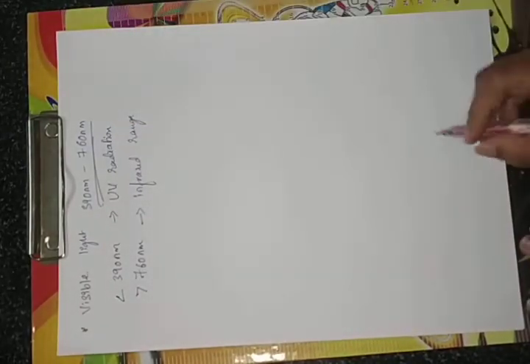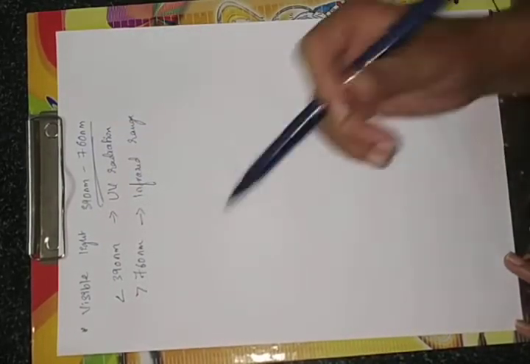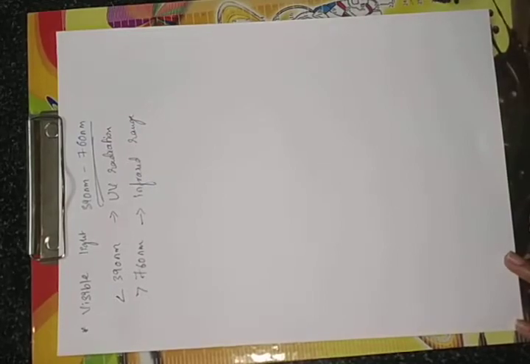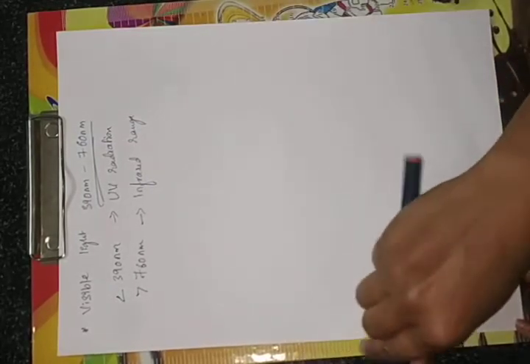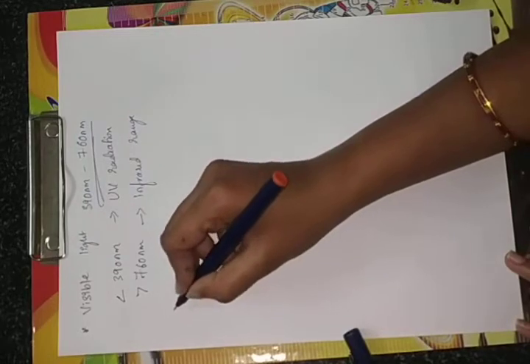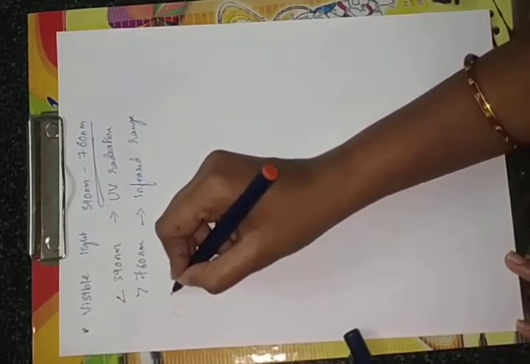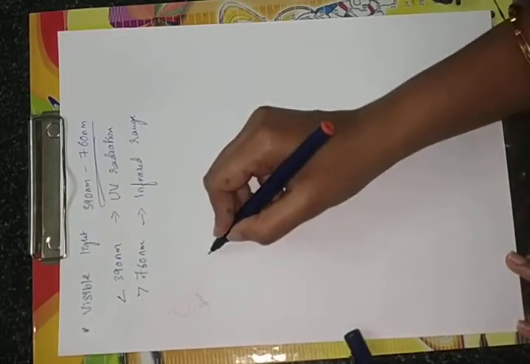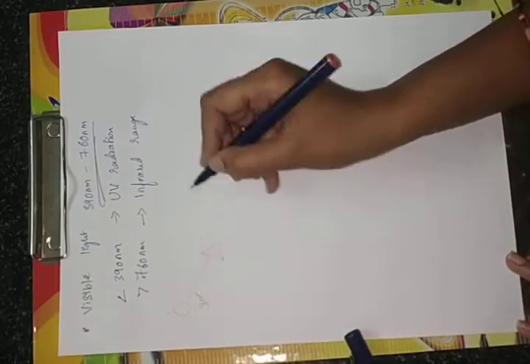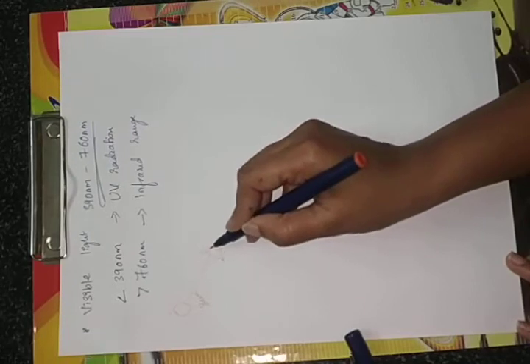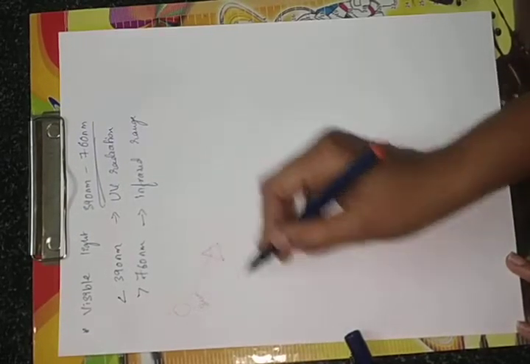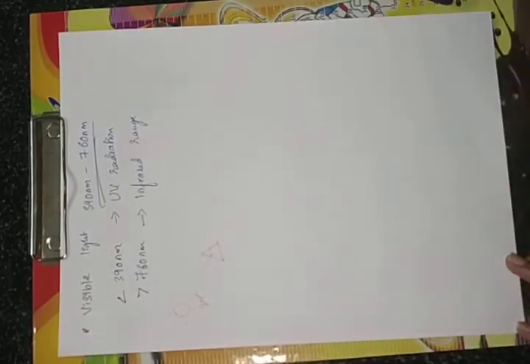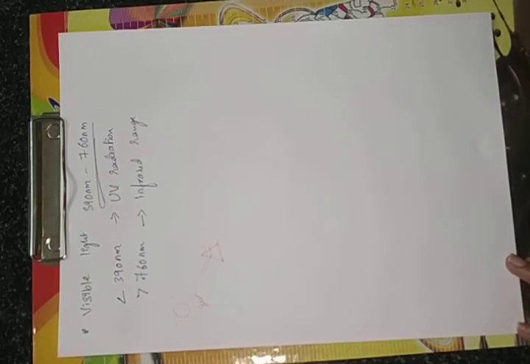Now let me talk. See, if I talk about the sunlight, just imagine this is a sun. When sun wavelength will be there, if I take a spectrum, then the sunlight will be visibilized into 7 colors. What are those 7 colors?